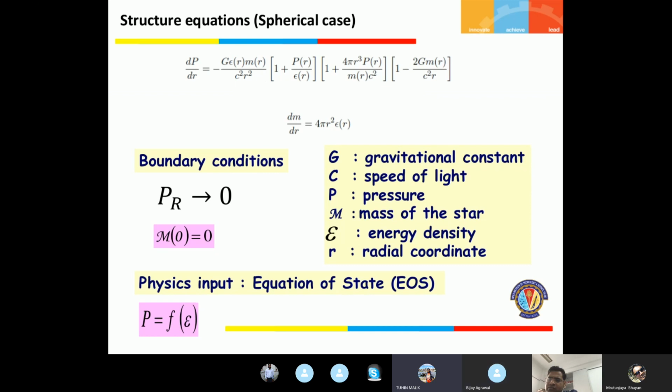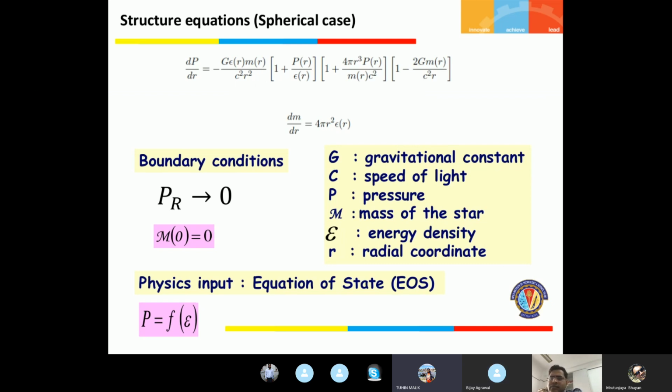with respect to density. The boundary conditions are that the mass at the center, at radial coordinate 0, is 0, and we start integrating from the center to the surface, and then we acquire the mass, and the pressure towards the surface comes down to 0.